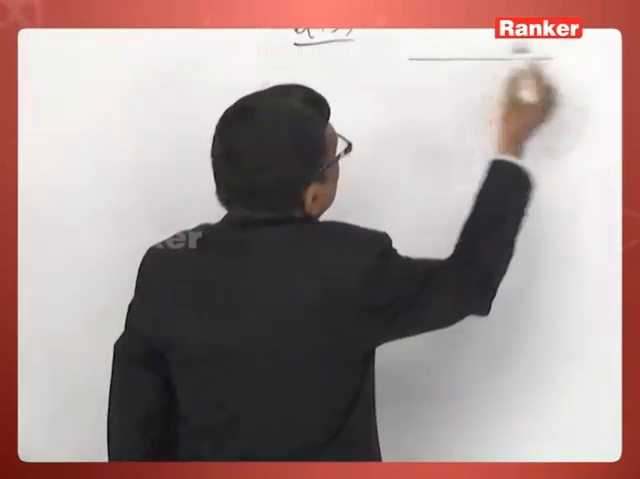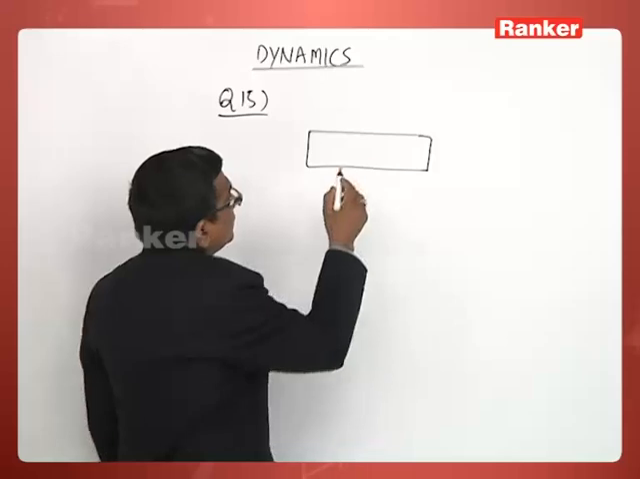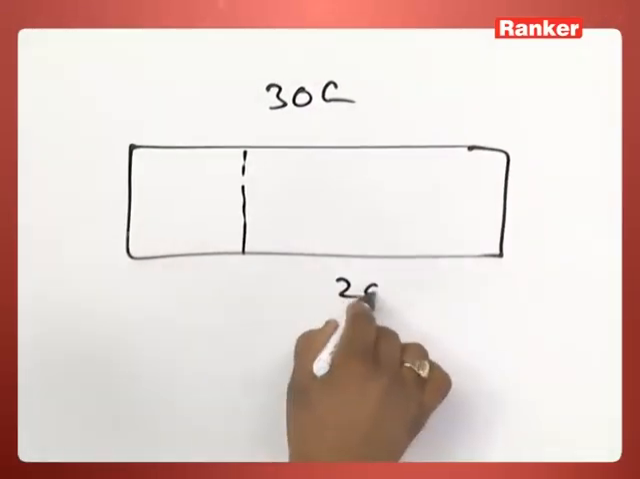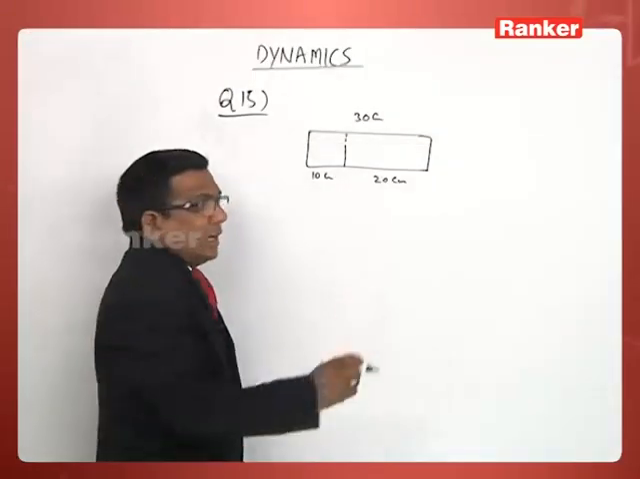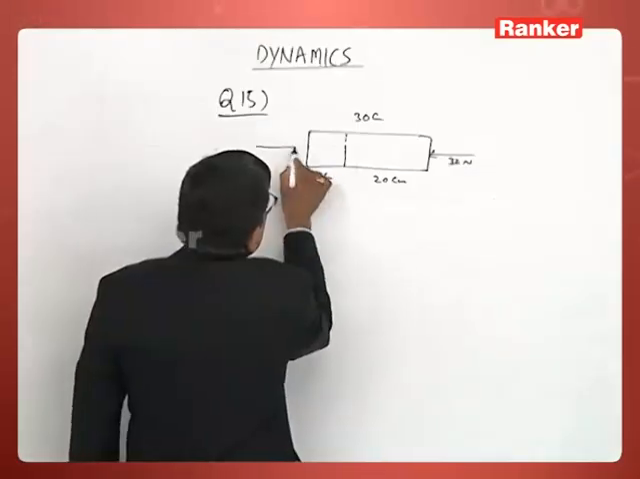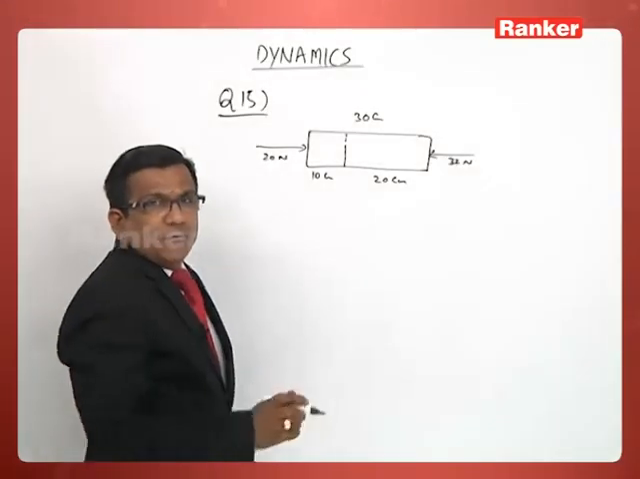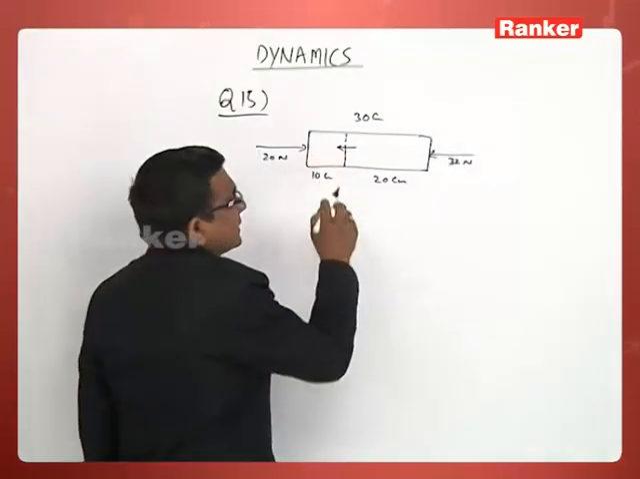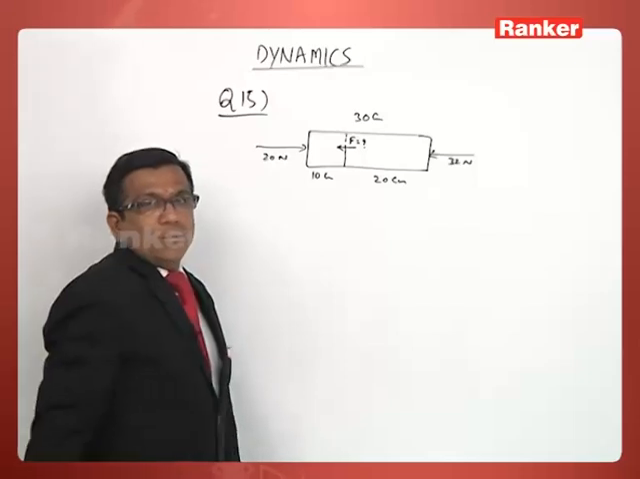See, this is a rod of 30 cm length, but here this was shown as the 20 cm part and this was shown as the 10 cm part. Here a force of 32 Newton is acting, and here a force of 20 Newton is acting. Now we want to calculate the force exerted by the 20 cm part on the 10 cm part. This we have to calculate in the problem.